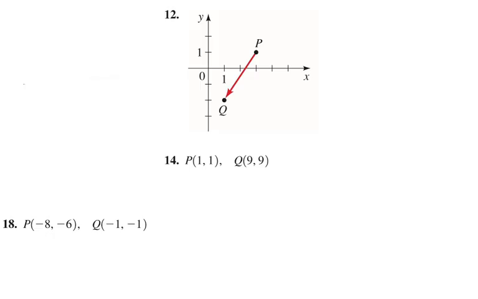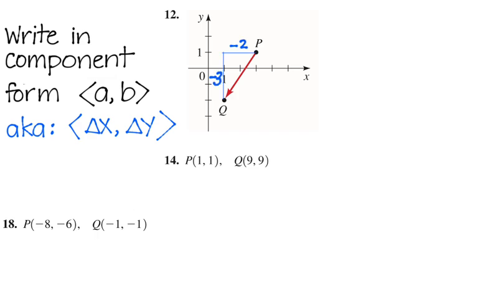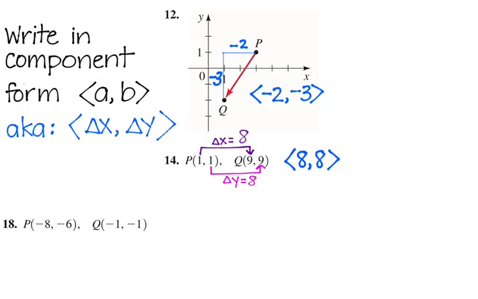For the next group of problems, you were to identify the vector in component form, the a, b format. In the graphing ones to do, you just look at it and examine how far do we go in the x and how far do we go in the y to get to that terminal point. And for this first one, we're seeing that we go negative 2 and negative 3, so therefore that is the vector in component form. For ones where we're given the 2 endpoints, the initial point being P and the ending point being Q, how did we move from this point to the other? Well, in the x direction, we went 8, and in the y direction, we went 8, so the vector in component form is 8, 8.